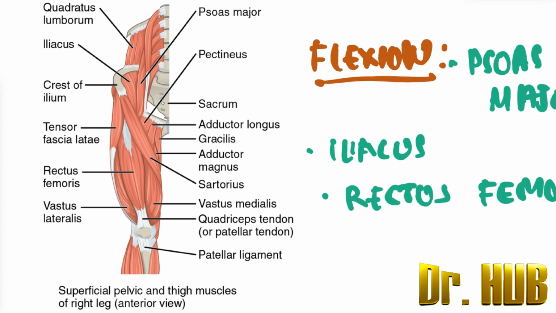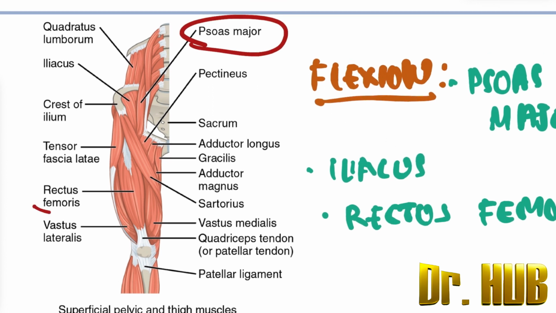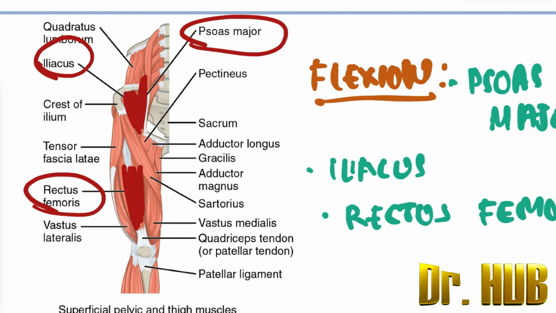So let's try identifying them in the images we saw. In flexion, the psoas major is involved, the rectus femoris is involved, as well as the iliacus. So let's highlight them. These are the muscles which are involved in terms of flexion.